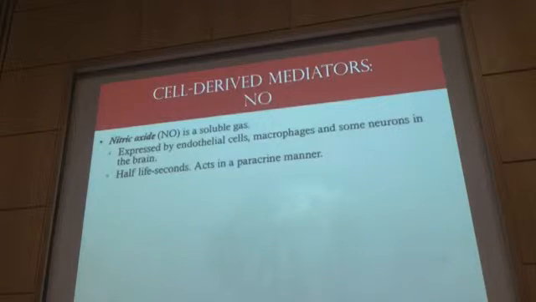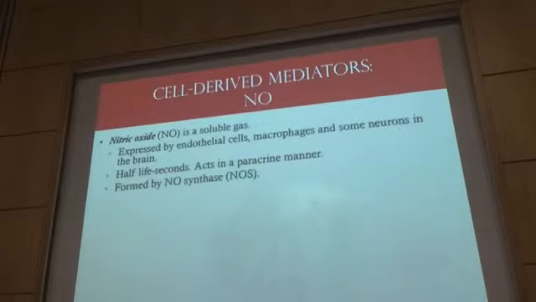So, in the beginning of this lesson, someone asked me about nitric oxide, so we're going to talk about it now. It's actually a soluble gas, and it's expressed by endothelial cells and by macrophages. And its half-life is seconds, so it has to act either in an autocrine or in a paracrine manner, because within seconds it's gone.